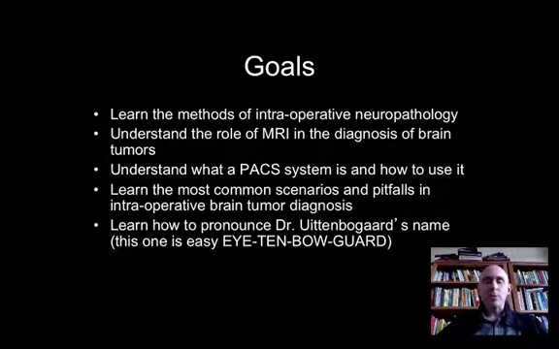We'll talk some about the methods of intraoperative neuropathology, but there are a lot of things that don't go on in the histology laboratory or the grossing laboratory that are important, including the MRI and the radiology that happens before the patient is even entertained for biopsy. I want you to understand what a generic PACS system is and how to use it. And I want you to know what the most common scenarios and pitfalls are in the intraoperative diagnosis of brain tumors. Finally, it's not trivial, but I want you to learn how to pronounce Eitan Bogard.